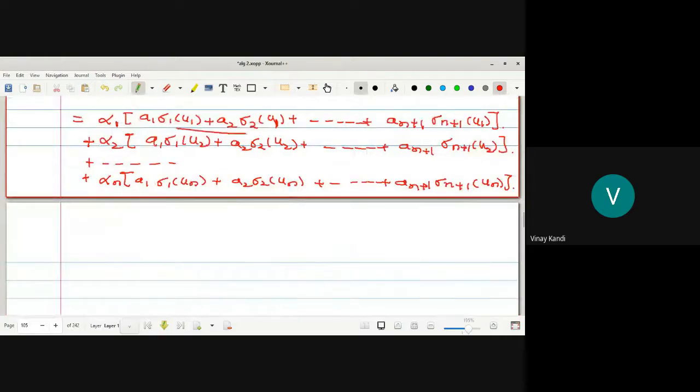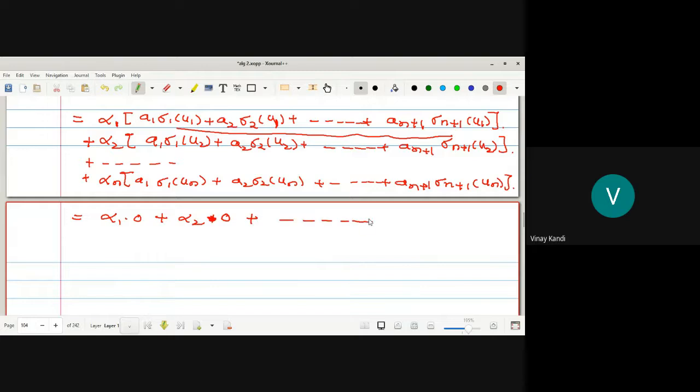So this is equal to alpha 1 into 0. Similarly, for i is equal to 2 from equation 1, this is alpha 2 into 0, plus up to so on, this is alpha n into 0 from equation 1. So this is equal to 0. Wait a minute. Any doubt up to here?